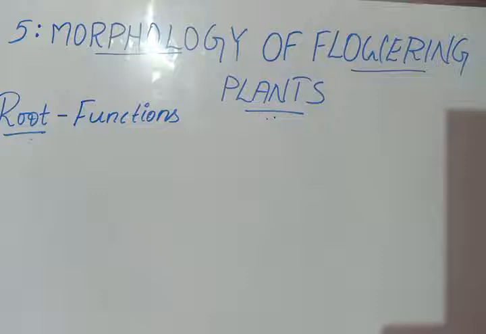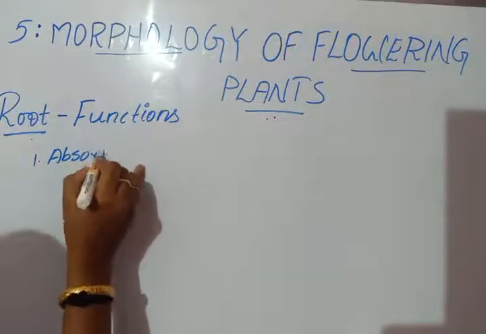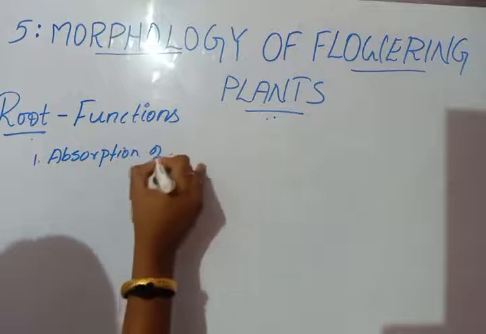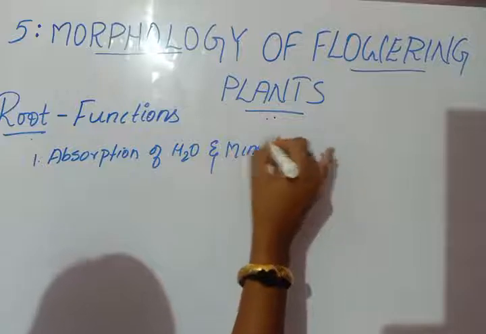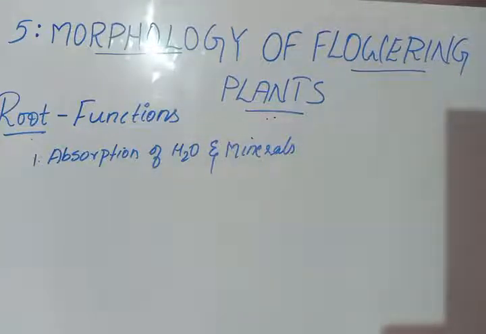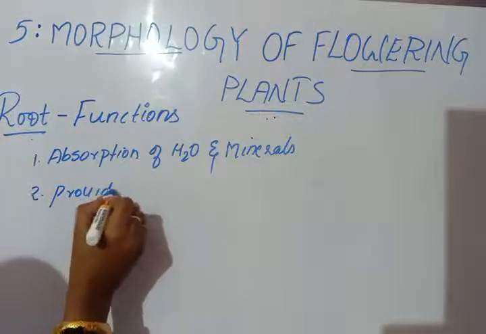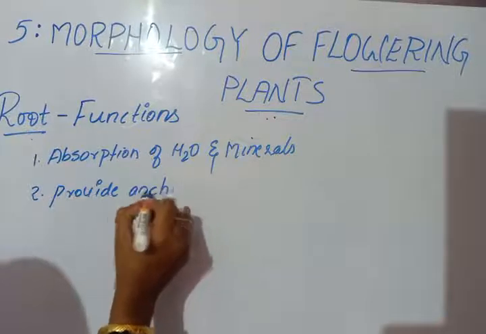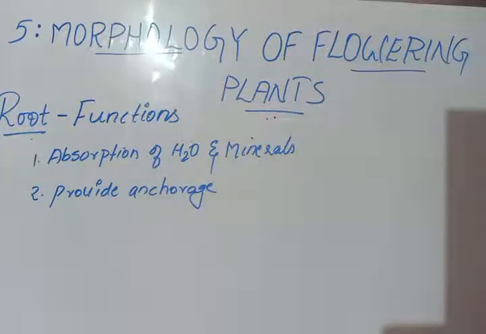The major function is absorption of water and minerals from the soil. Then the second one is providing proper anchorage to the plant parts. That is the prop root, stilt root. Provide anchorage to the plant parts.